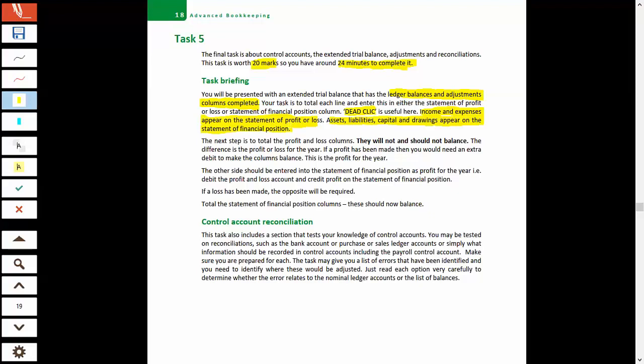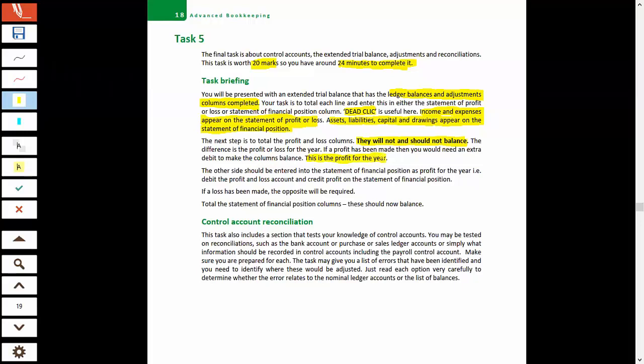So we're also being told that we're going to total the profit and loss columns. And as it says here, they will not and should not balance in the first instance, because what we're also going to be doing when we fill in this extended trial balance is inserting the profit or loss figure. So the balancing amount will be the profit or loss for the year. As we can see here, if a profit has been made, you would need an extra debit to make the column balance. This is the profit for the year. And again, we'll have a look at that a little more in a minute.